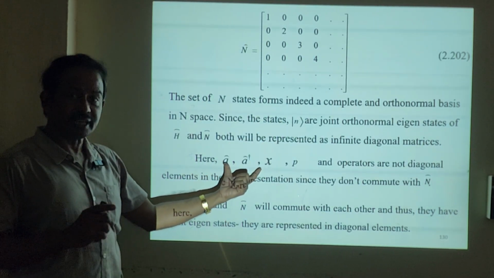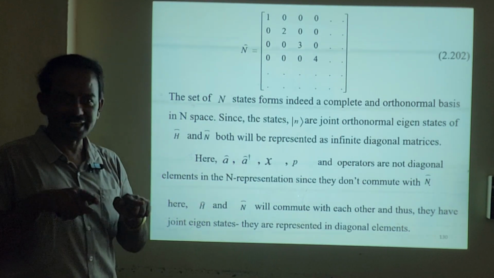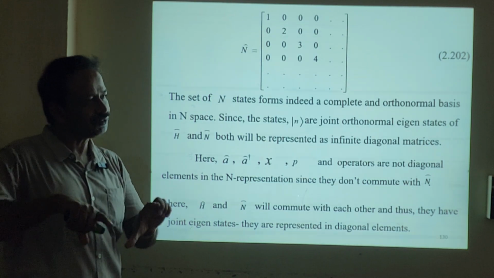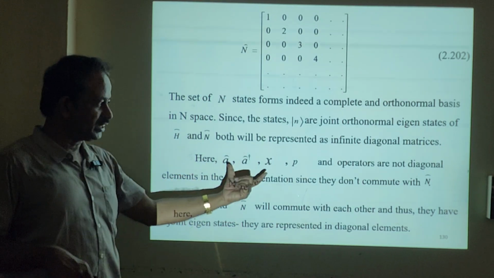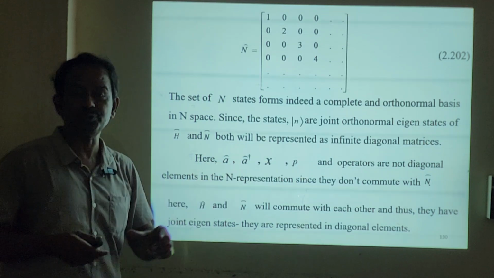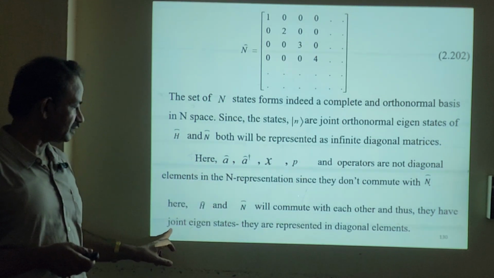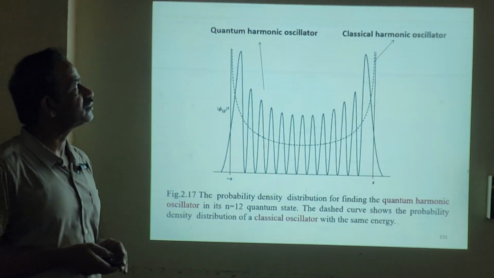So these operators are not diagonal. Only H and n alone will have diagonal elements, because they commute with each other. When they commute, they have simultaneous eigenstates, so they can be written as diagonal elements. But here these operators are off diagonal, because they will not commute with n. H and n commute with each other, and thus they have joint eigenstates. They are represented in terms of diagonal elements.